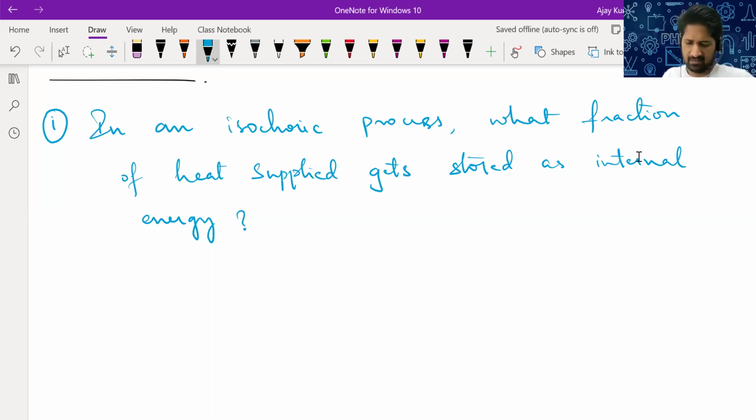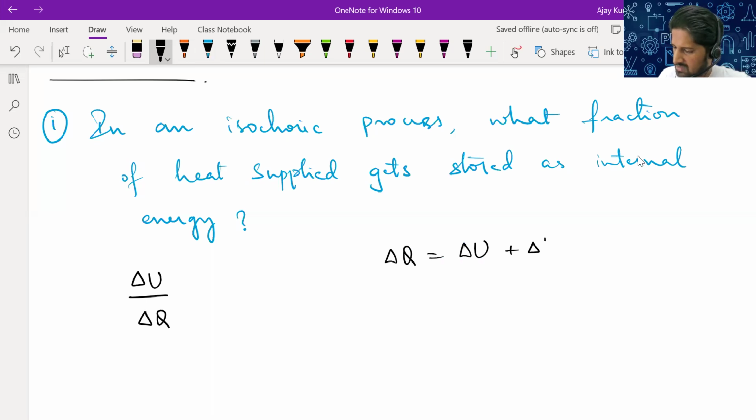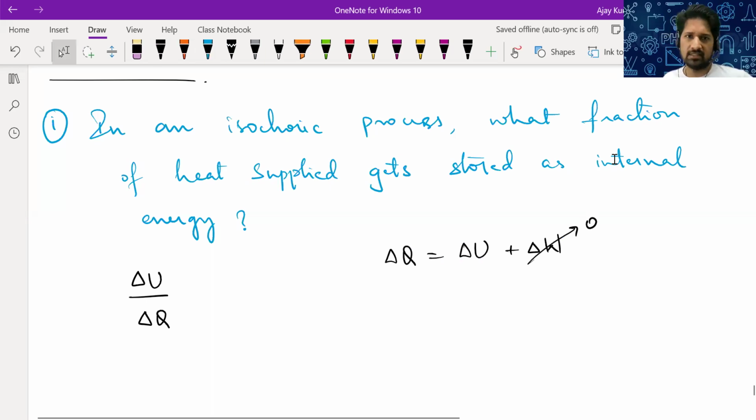That's all. Correct, correct. So basically what you are asked to calculate is delta U divided by delta Q. And as you rightly said, using the first law of thermodynamics, since it's an isochoric process, work done is zero. So all the heat supplied gets stored as internal energy itself. So what fraction gets stored as internal energy? 1. Okay, 100%. What fraction gets converted to work? The answer will be 0. Okay, fine.